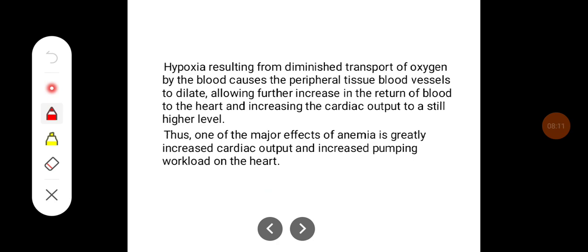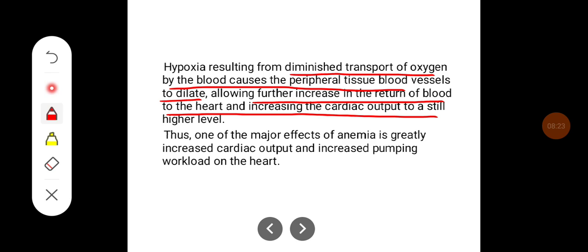Hypoxia resulting from diminished transport of oxygen by the blood causes the peripheral tissue blood vessels to dilate, allowing a further increase in the return of blood to the heart and increasing the cardiac output to a still higher level. Thus, one of the major effects of anemia is greatly increased cardiac output and increased pumping workload on the heart.